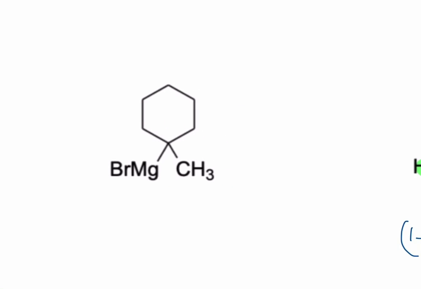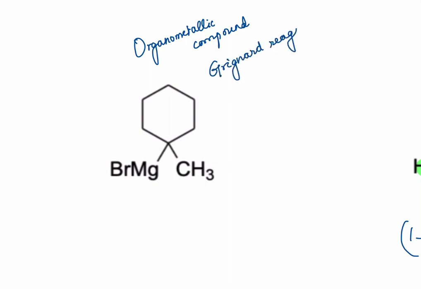Let's take a look at this molecule. This molecule is not completely an organic compound. Instead, it's called an organometallic compound. This is an example of an organometallic compound because you do have a metal. You do have the metal magnesium. Whenever you have MgBr or MgCl, it's called a Grignard reagent. Grignard reagent.